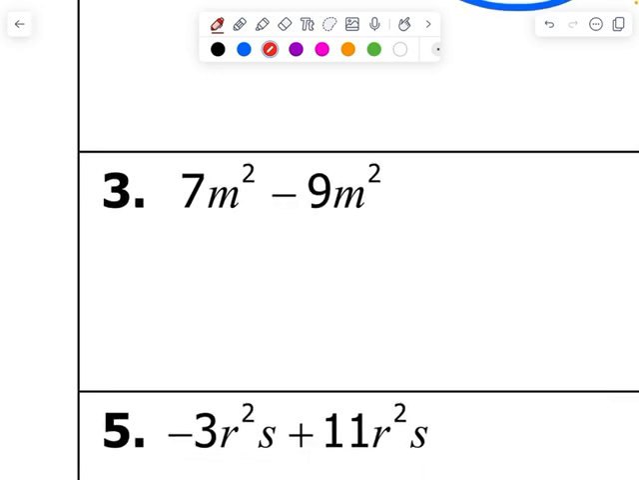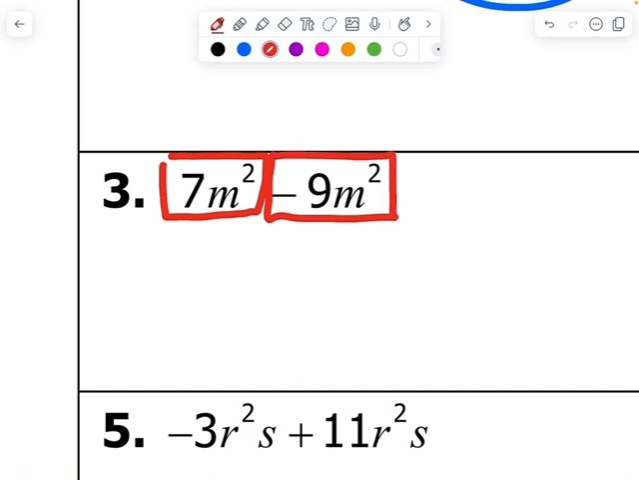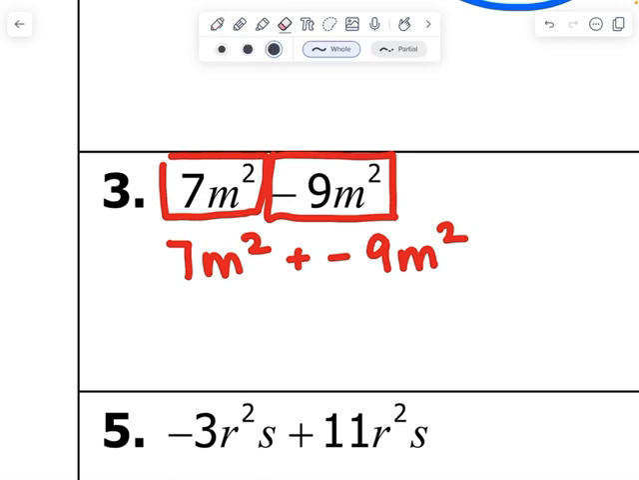Number 3, notice how both terms have m's, but they're alike because both of them are m squared. So 7m squared is a like term for minus 9m squared. Remember subtracting is the same thing as adding the opposite. So when we take 7 minus 9, we would get negative 2m squared.